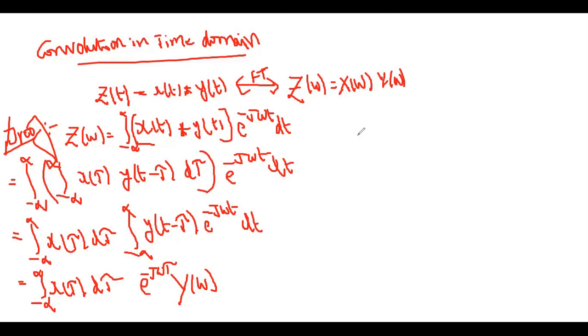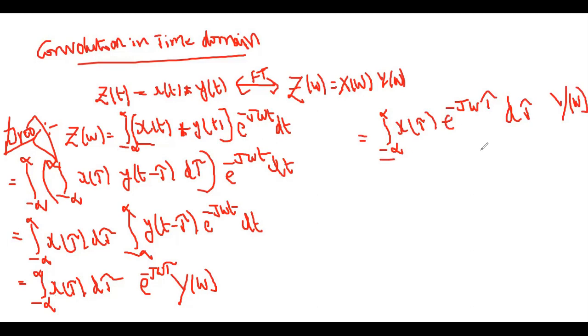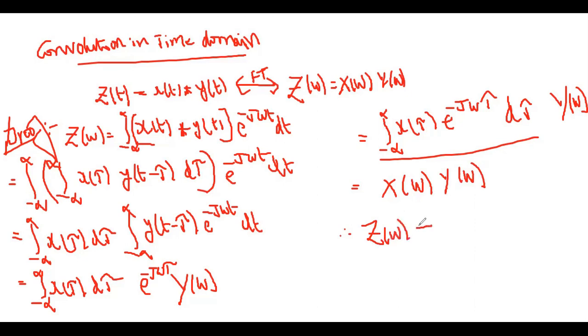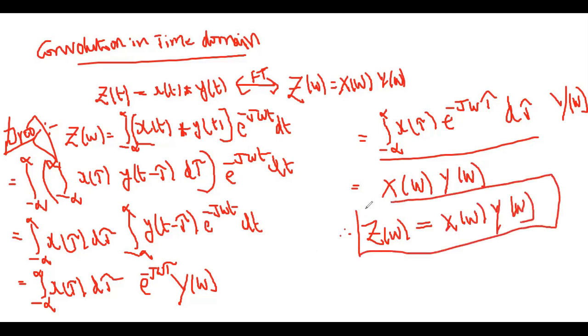So again, you can see here on the right hand side, the integral from minus infinity to infinity of x of tau e power minus j omega tau d tau into y of omega. This is also one of the definitions of the Fourier transformation, only instead of t the dummy variable is tau. So x of omega into y of omega. Therefore, the Fourier transformation z of omega is equal to x of omega into y of omega. Got it, Madam? This is convolution in time domain, and the frequency is a product.